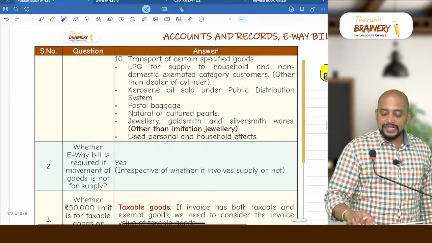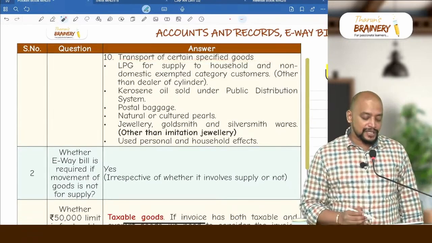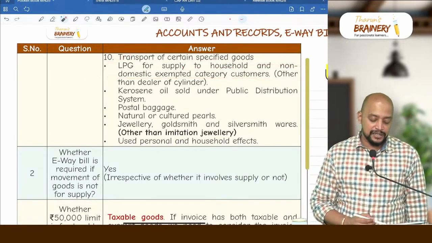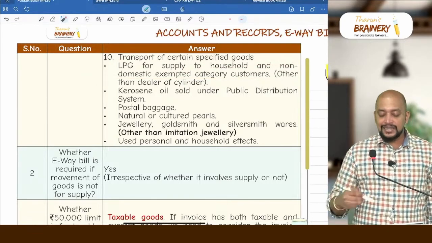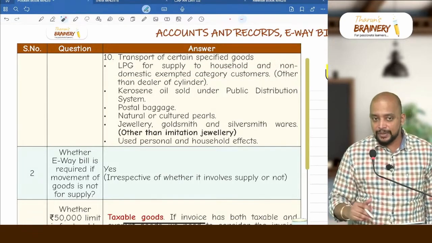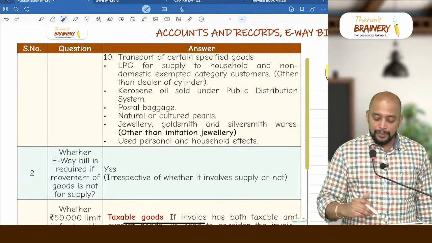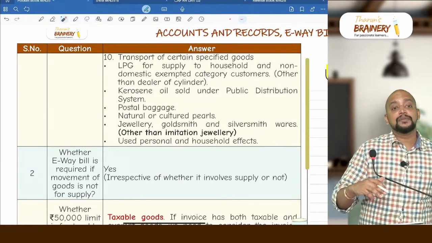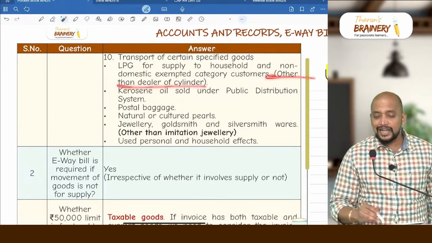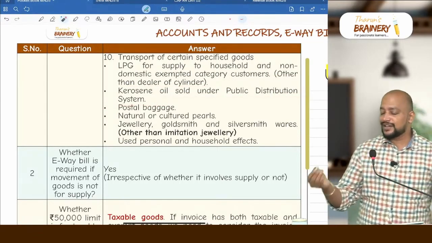Then apart from that, in the CGST rules they have given certain goods, transport of certain specified goods: LPG for supply to households and non-domestic exempted category customers, other than dealers of cylinders, like these red color cylinders. Transportation does not require an e-way bill. And what about the blue color ones, that is commercial, that requires an e-way bill. So for red color cylinders transported by a dealer, whether e-way bill is required, yes, this exemption is only for other than a dealer of cylinders. Kerosene oil sold under the public distribution system, that is in ration shops.